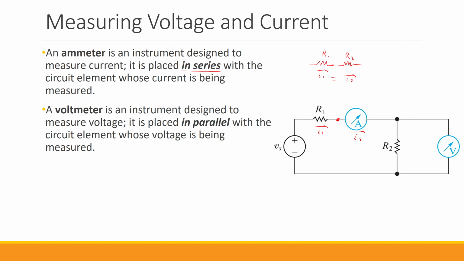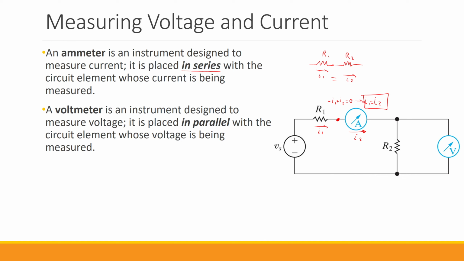So since we have this node common between the two, we can easily write the KCL for this node. If I write the KCL for this node, we have negative I1 because I1 is entering the node, positive I2 because I2 is exiting the node, equals 0, which means that I1 equals I2. So that is the reason that we place the ampermeter in series with the component for which we want to find the current.